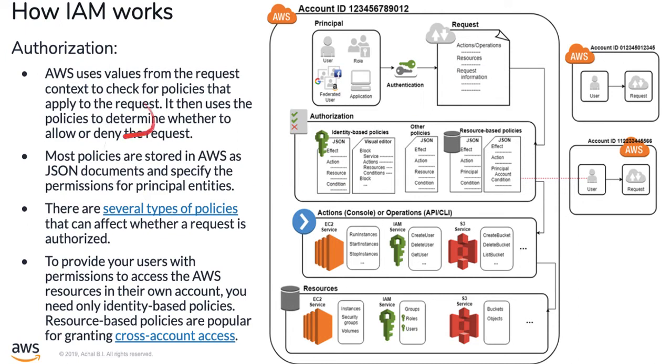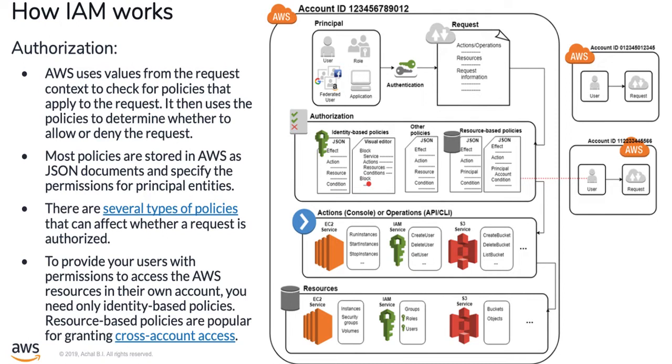So let's understand the authorization part, what it actually does, or what the role of this authorization part is. This authorization uses the values from the request context, which is prepared from this request, and it checks the policies that are applied to the request. Based on those policies, it would decide whether to allow or deny the request.